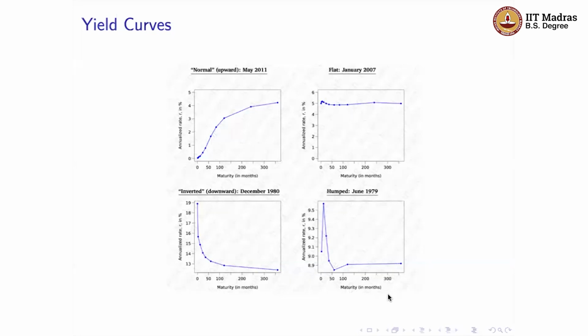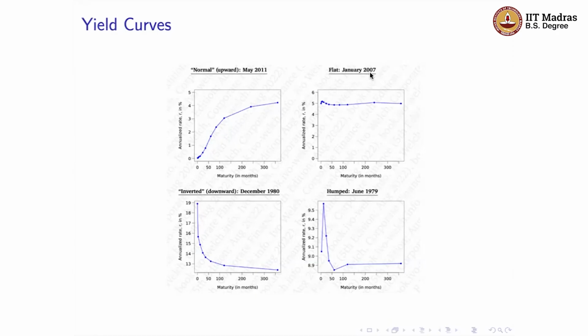So these are four different yield curves of the US Treasury bonds, but at different points in time. For example, the first one is in May 2011, where we see that the structure is similar to what we had seen in 2021 as well. Basically, you have an upward yield curve, right? And this would be corresponding to the normal case because this is how yield curves look most of the times. However, you do have other situations.